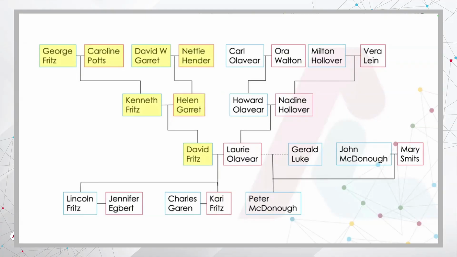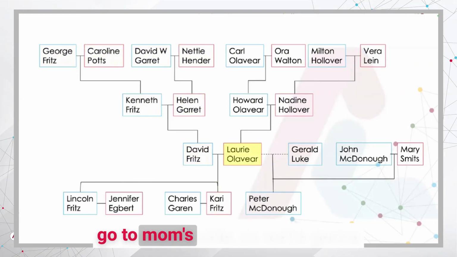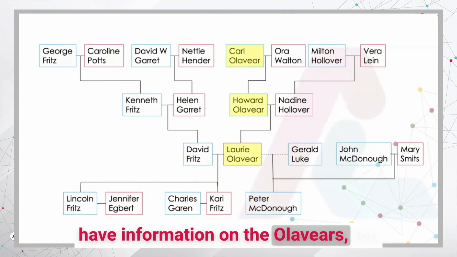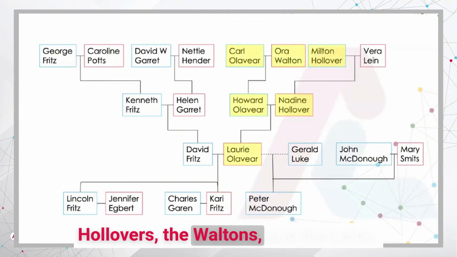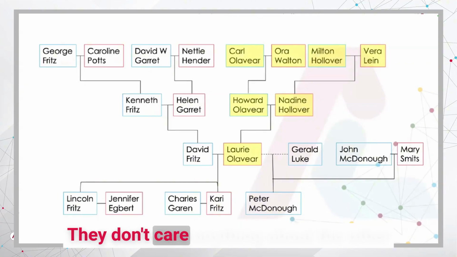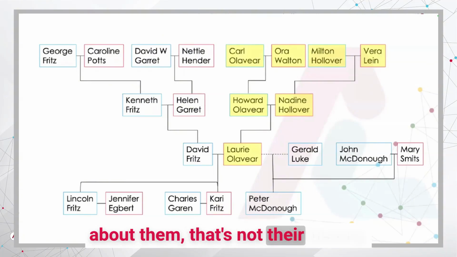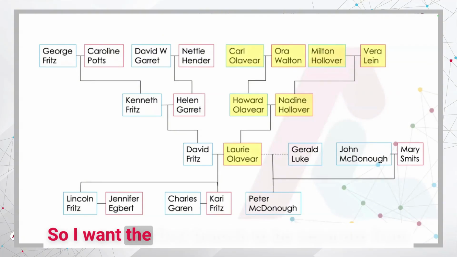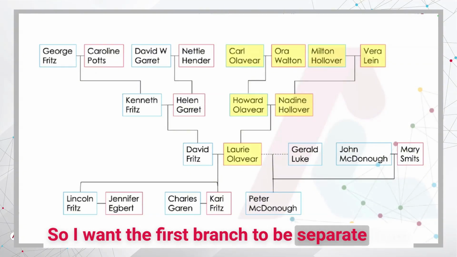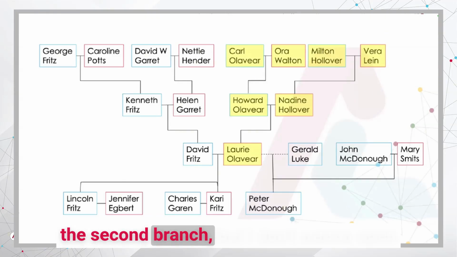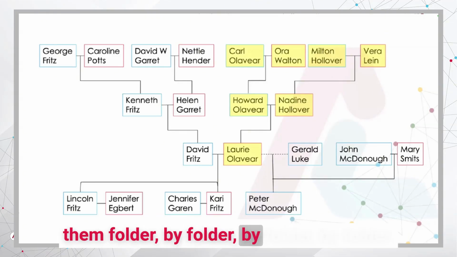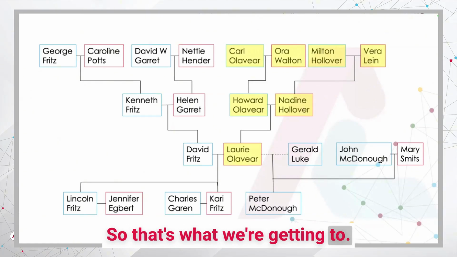Great. Then at Christmas time, we're going to go to Mom's side. So we're going to have information on the Olivers, the Hollivers, the Waltons, and the Leans. They don't care anything about the other branch because they don't know anything about them. That's not their history. So I want the first branch to be separate from the second branch, but I don't want to open them folder by folder by folder by folder. So that's what we're getting to.